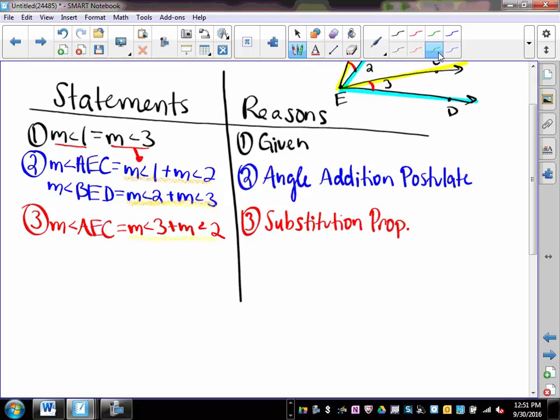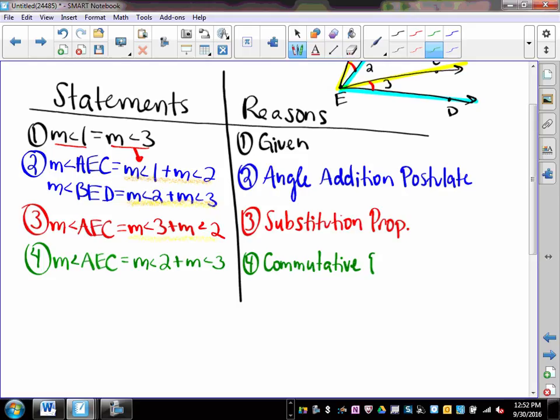So we have to rewrite this now. Measure of angle AEC equals the measure of angle 2 plus the measure of angle 3. Or you could have rewritten BED to be the same. So they have to be exactly the same before we can substitute. And that would be commutative property.